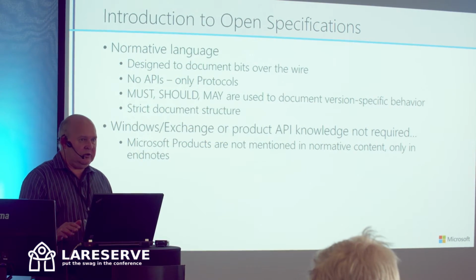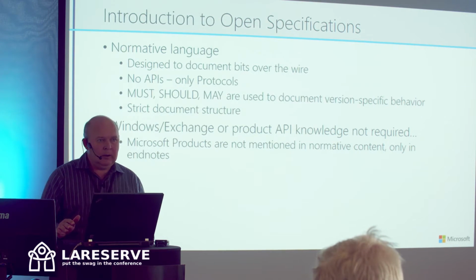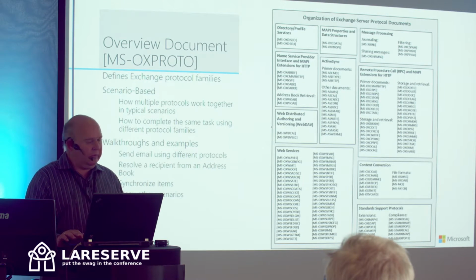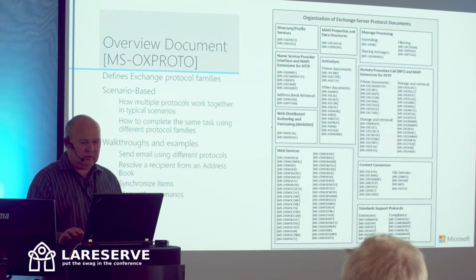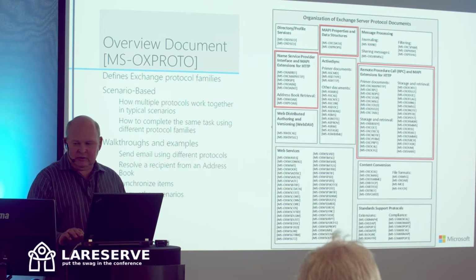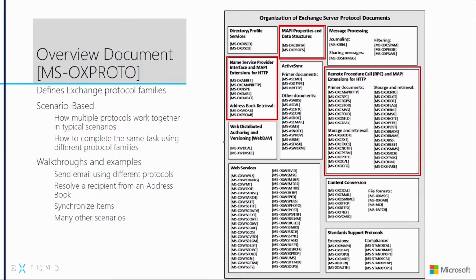So open specifications are a very different kind of documentation. It's not talking about APIs at all. It is talking about what's happening on the wire. It's strictly normative, and the normative part doesn't even mention Microsoft. For Exchange, there is a good overview document, which I suggest using if you want to use Exchange protocols. It highlights three important protocol families. In red, there is MAPI, what belongs to MAPI.